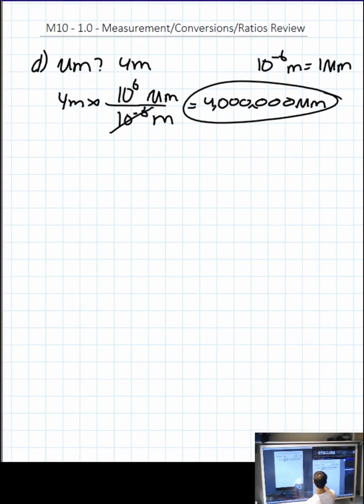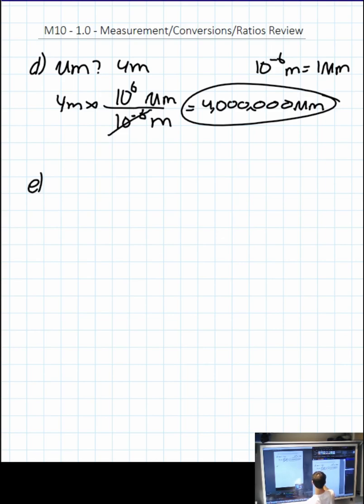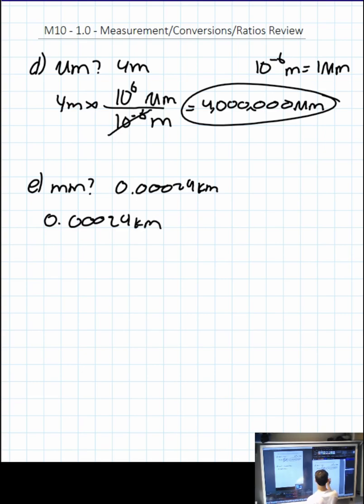So we have 1E. So how many millimeters in 0.00024 kilometers? So if we start off with 0.00024 kilometers and times over, we need to cross off kilometers, so we'll put kilometers on the bottom. We need to go through meters, and we can put 1,000 meters on the top and 1 kilometer on the bottom. Then we can cross off our kilometers, and now we have to cross off meters.